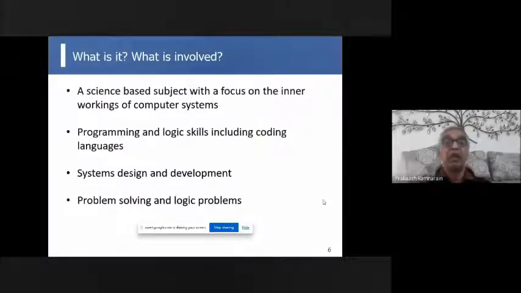So, what is computer science and what does it involve basically? It's basically a science-based subject with a focus on the inner workings of the computer system. We're looking at programming and logic skills, including coding languages. That is basically what we call the computational aspect of computer science. And then we look at systems design and development, which is the engineering aspect of computer science. And overall, looking at problem solving and logic operations.